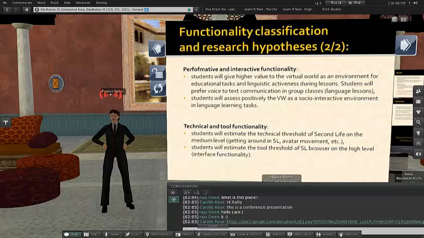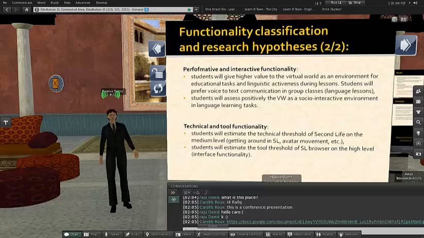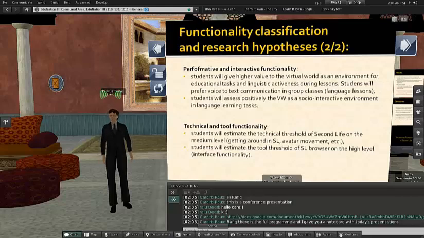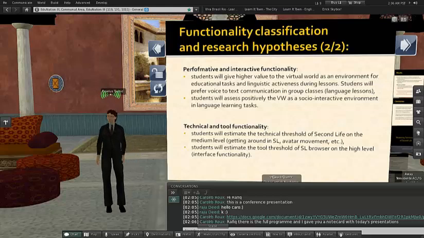Now, as for the technical and tool functionality, students will estimate the technical threshold of Second Life on the medium level. Not too difficult, not too easy. Not very easy, but not too difficult. And students will estimate the tool threshold of Second Life browser on the high level. As we know from literature, this is what many educators complain, that the steep learning curve with the browser itself, with the viewer itself. So that was interface functionality.